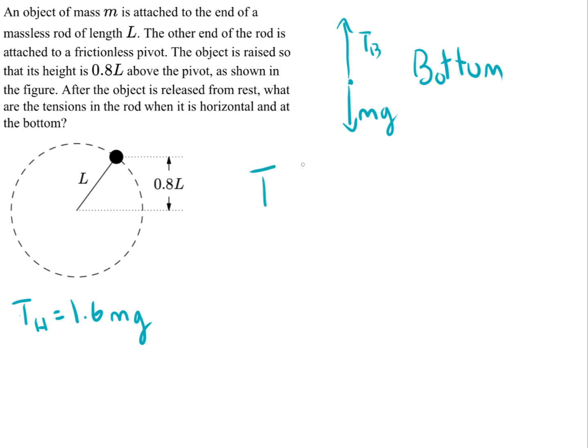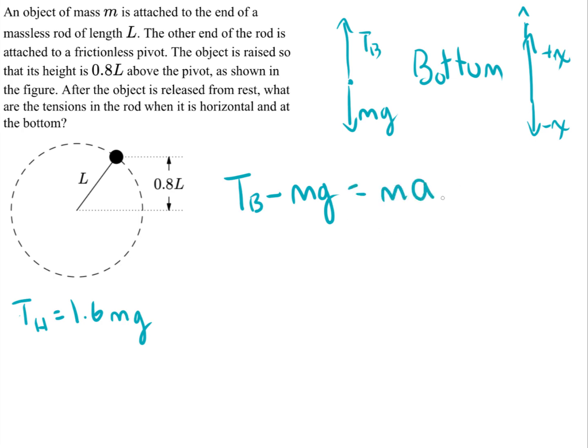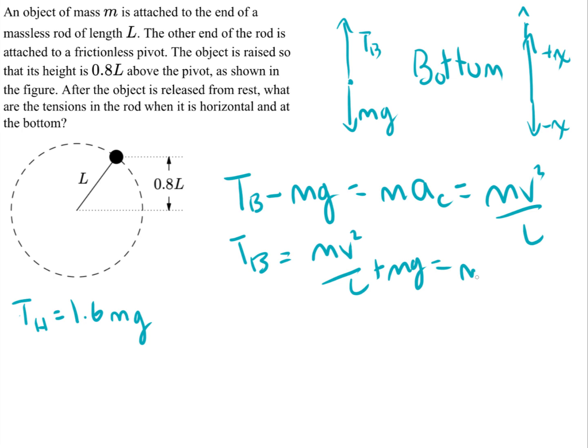So if we say that the radial direction is positive and this way is negative, that's towards the center of the circle, which is represented by the unit vector r hat. And so the tension at the bottom minus the force of gravity, again because gravity is pointing downwards in our reference system here, is equal to the mass times the radial or centripetal acceleration, which is equal to mv squared over L, where L is the radius. So the tension at the bottom is equal to mv squared over L plus mg, or m times v squared over L plus g, where we simply factor out the mass. And again, we need to figure out what v squared is.